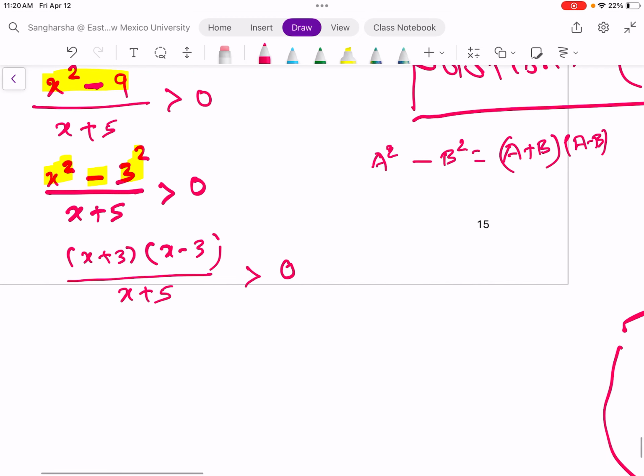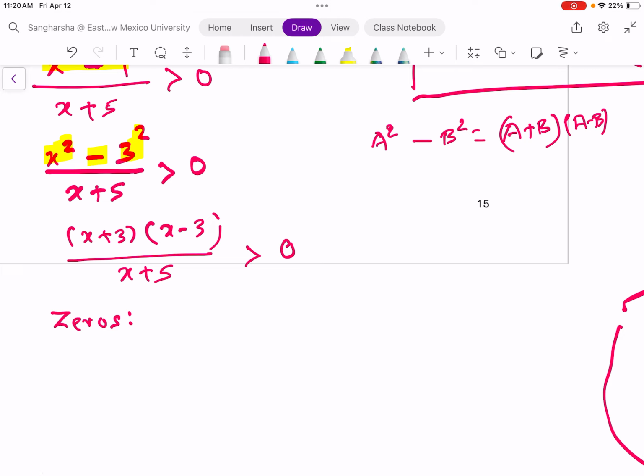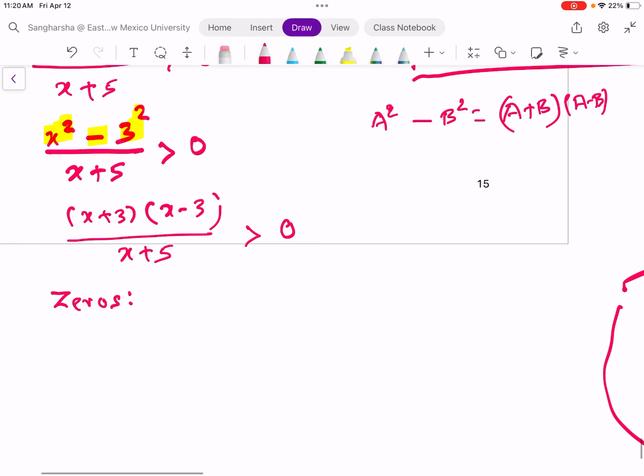Now the next step is finding the zeros. And this is a rational function, so we need to find one more thing. We need to find the x that makes our denominator equal to 0. This is a rational, so we don't want the x that makes the denominator equal to 0. So you find the zeros, and next we find the x that makes the denominator equal to 0.